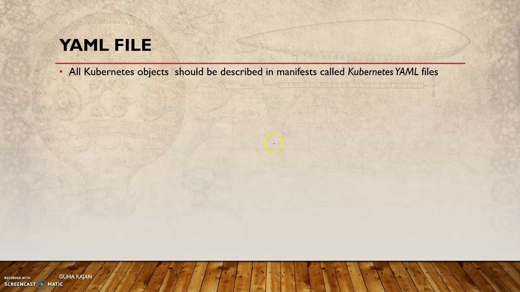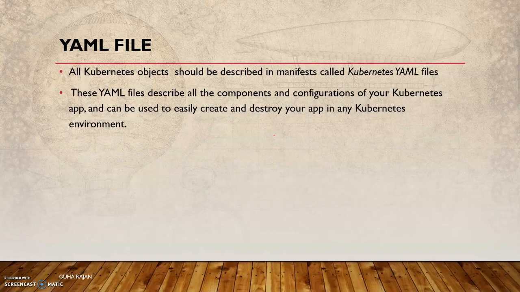It is something like a configuration file, describing what image it needs to take. It has the deployment details and the service details. These YML files describe all the component configurations of the Kubernetes apps and can be used to easily create and destroy your app in any of the Kubernetes environments. So you can use the create command to create it, or you can use the apply command, and then you can also destroy or delete it using the YML file.